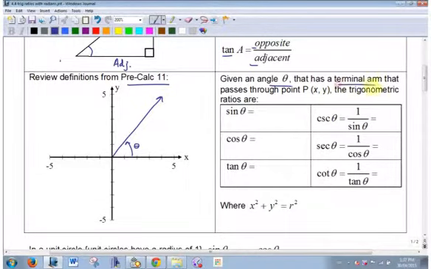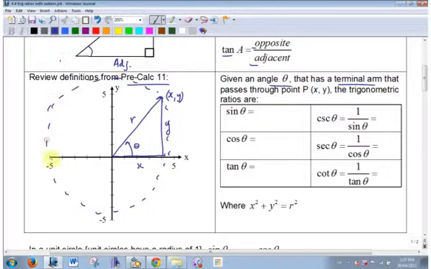So there's a terminal arm. Excuse me. That's better. It passes through point x, y. That's a coordinate, right? So to get there, you would move x, there it is, y, there it is, okay? And our trig ratios then are, this is what we'd call a radius if this was a unit circle. On a unit circle, the radius is 1.